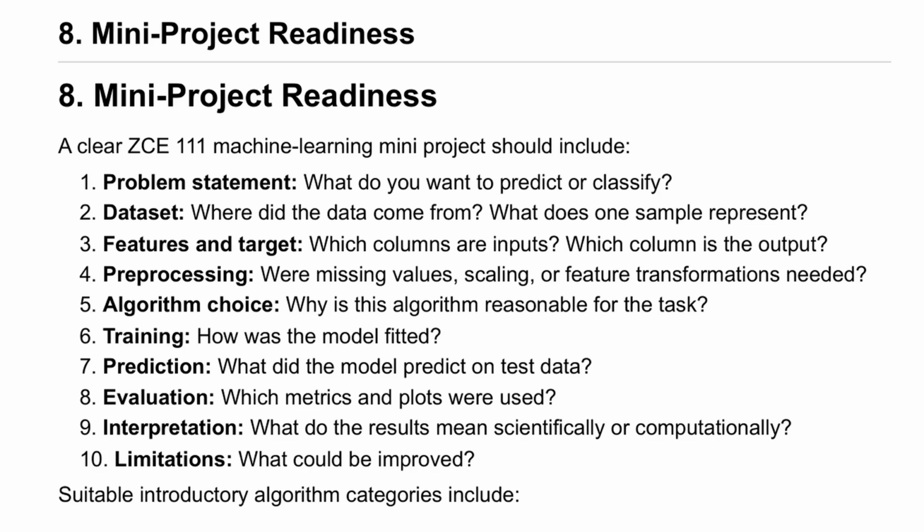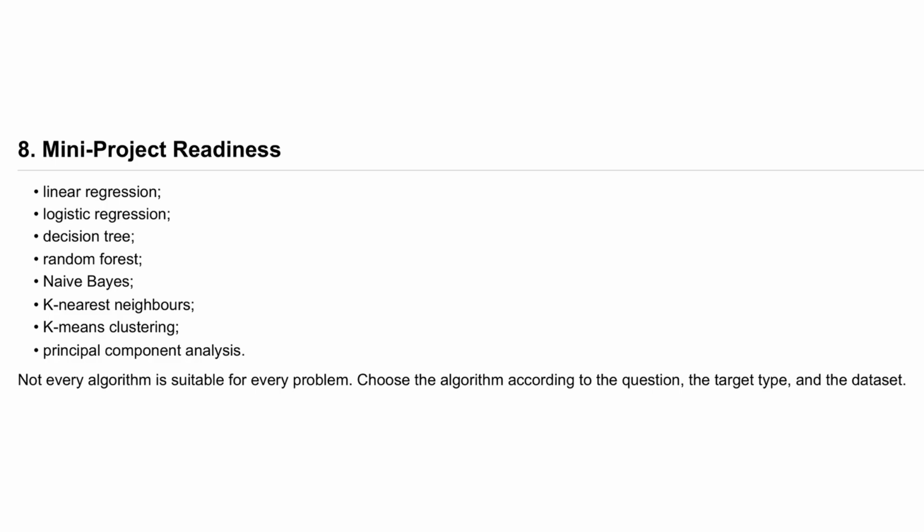As you prepare for your mini project, make sure your report covers the full workflow. You should clearly state the problem, describe your dataset, identify features, and justify your pre-processing steps and algorithm choices. Your project should use suitable introductory algorithms like logistic regression, decision trees, or k-means clustering. Remember to tailor your choice to whether you are doing regression or classification.